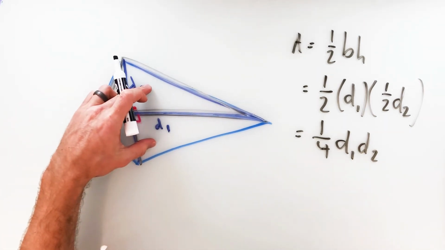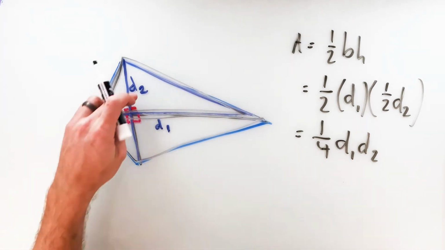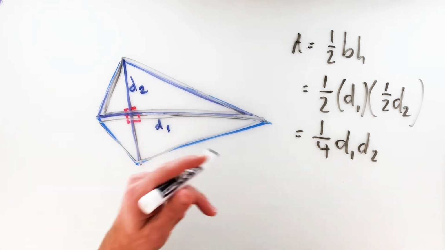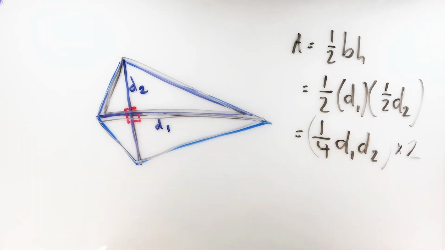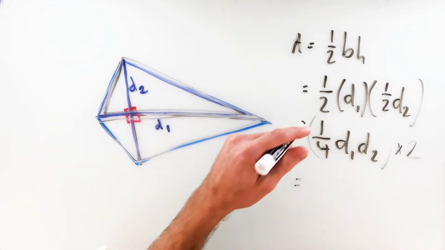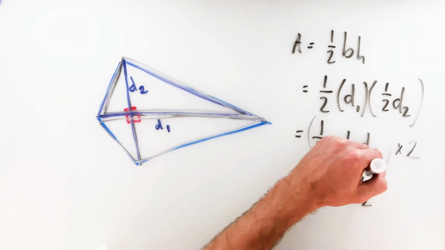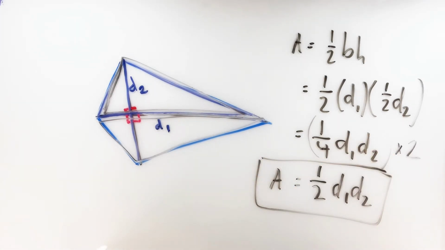But because these two triangles, this one and this one, are the same, they have the same area. If the area of this one is 1/4 diagonal 1 times diagonal 2, so is that one. So I can just multiply this whole thing times 2. There's 2 of those triangles. And 1/4 times 2 is 2/4, which is just 1/2. And we see the same formula, 1/2 diagonal 1 times diagonal 2. Okay, so for any kite, any rhombus, using those diagonals, all I have to do is take 1/2 of the length of each diagonal and multiply them together.